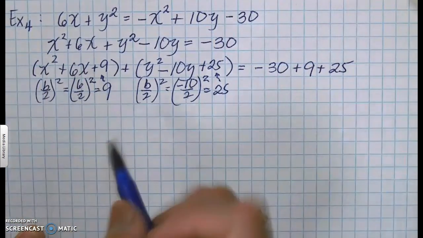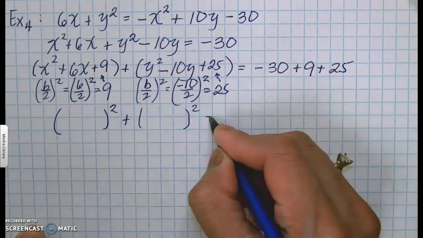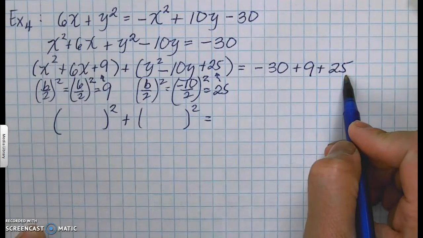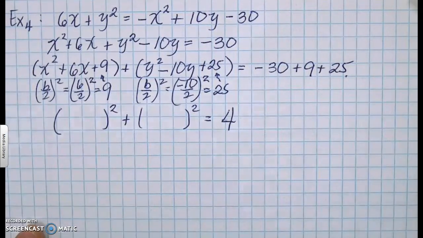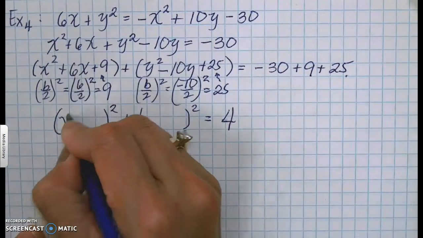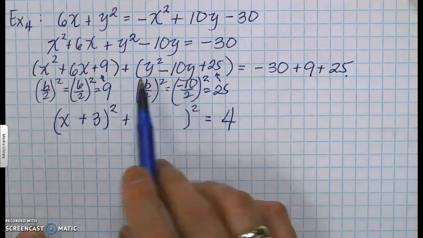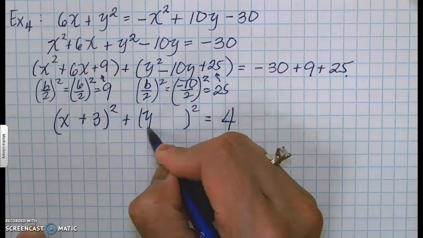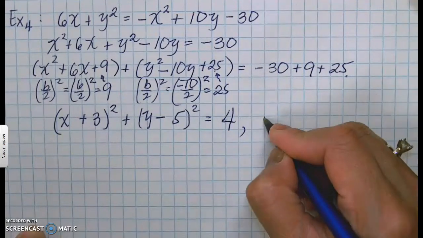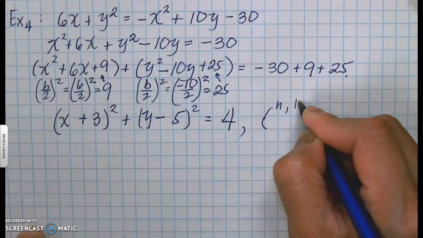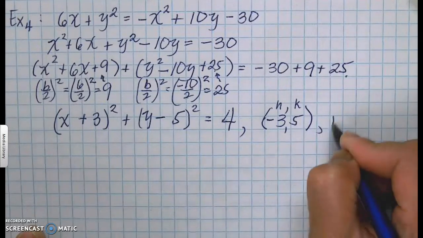So now my squares are complete, so I can literally do this plus this equals a positive 4. Okay, and so square root of x squared is x, square root of 9 is 3, copy the sign of the middle. By the way, that's the rule for completing the square. So square root of y squared is y, square root of 25 is 5, copy the sign of the middle. Therefore, your center, this is your h, k, is at negative 3, comma 5. And your radius is 2.